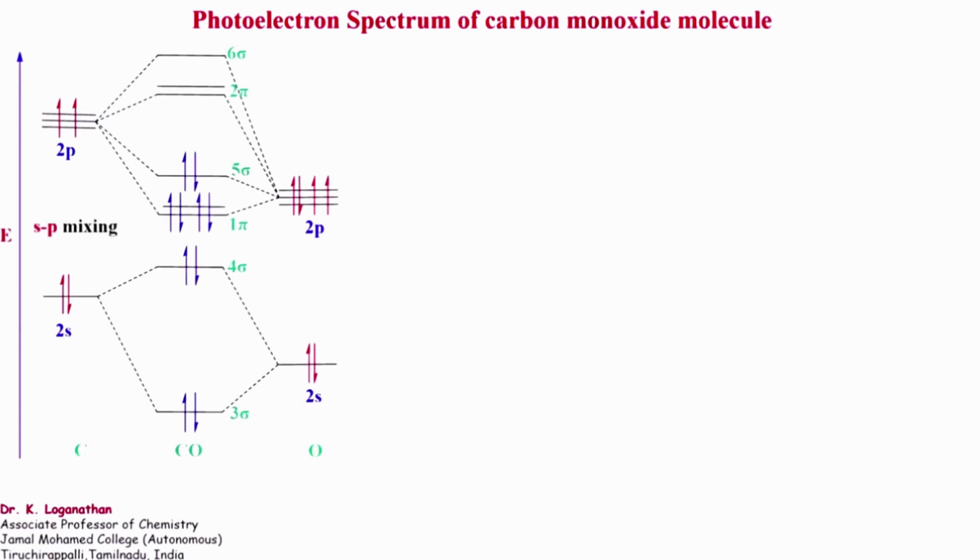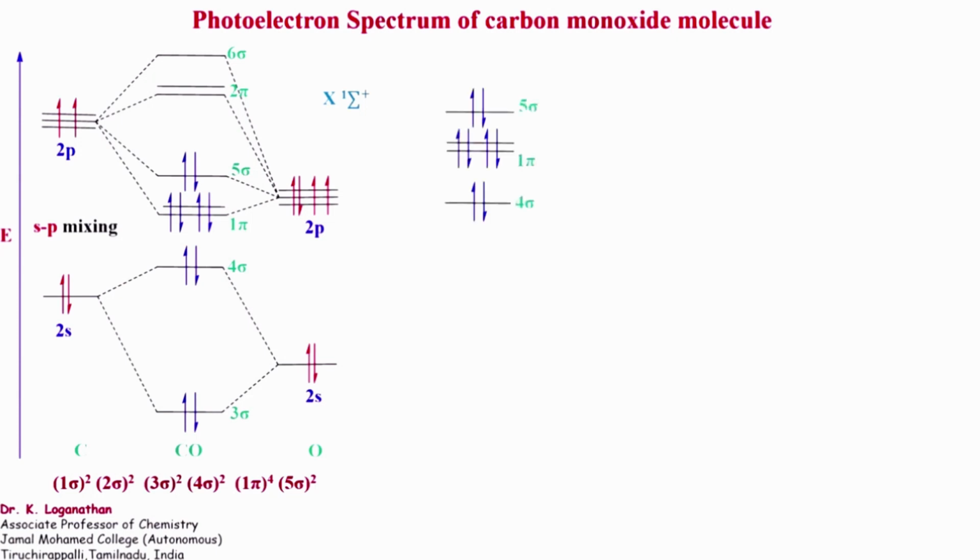The electronic configuration is 1σ² 2σ² 3σ² 4σ² 1π⁴ 5σ². The ground state term symbol is X ¹Σ⁺. Ionization leaves the carbon monoxide molecule in its cationic state, CO⁺.